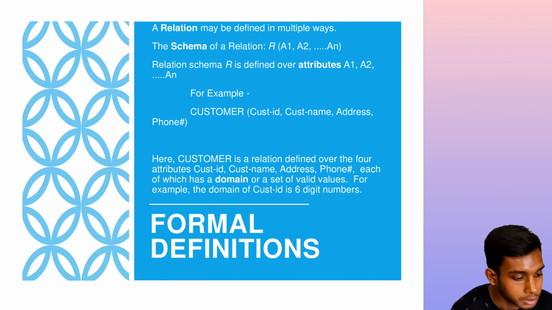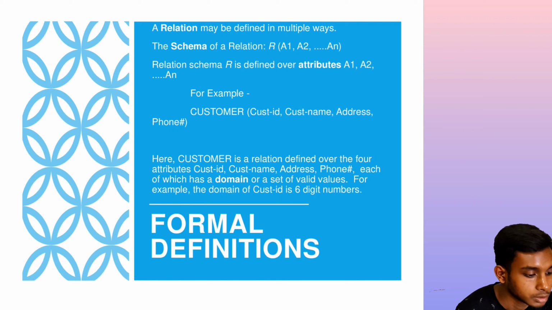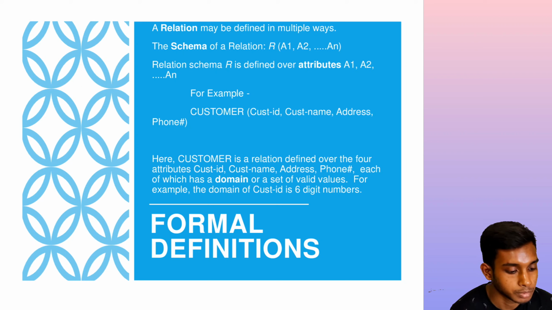Formal definition. A relation may be defined in multiple ways. The schema of a relation R(A1, A2, and so on up to An). A relation schema is defined over attributes A1, A2, and so on up to An. For example, customer ID, customer name, address, phone, etc.